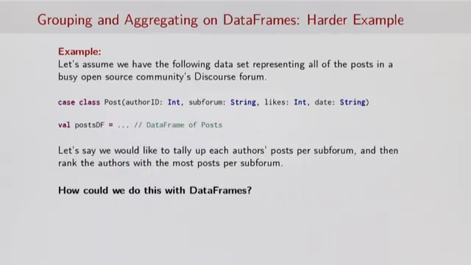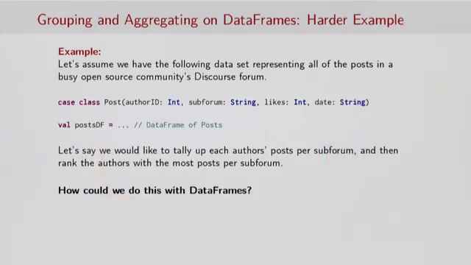Let's try something a little harder. Let's assume that we have the following data set representing all of the posts in a busy open source community's Discourse forums. So just think forums with subforums, okay? And we have this case class Post here, which represents some activity or some post in this forum. Each post has an author ID, it has a location where this post was made. In this case, it was made in a specific subforum, and a number of likes for that post, as well as the date that it was posted.